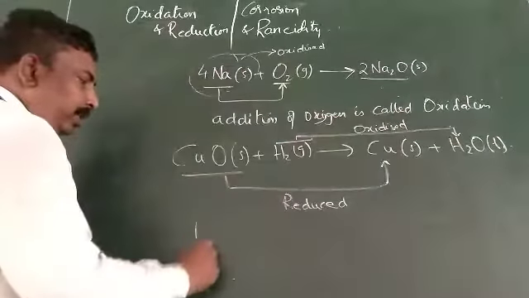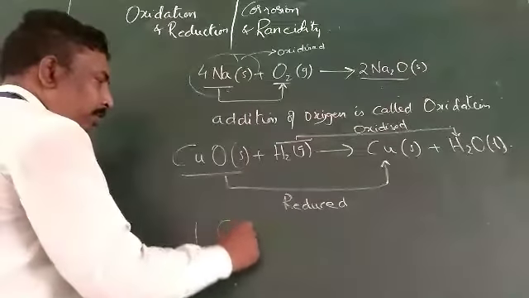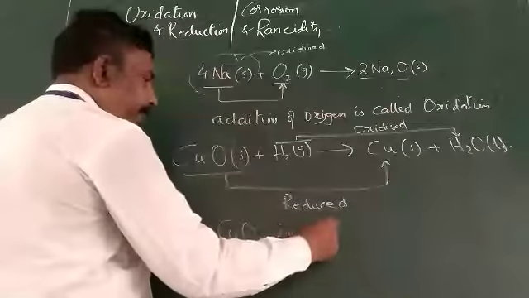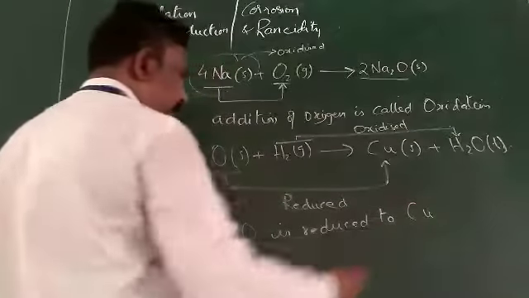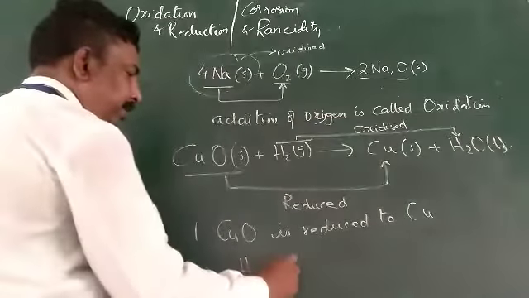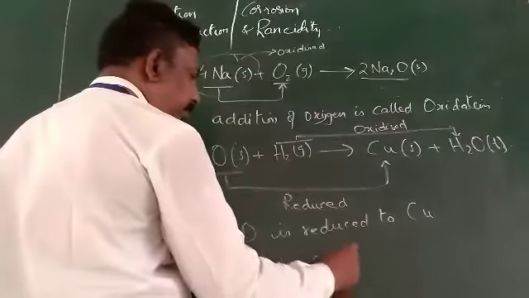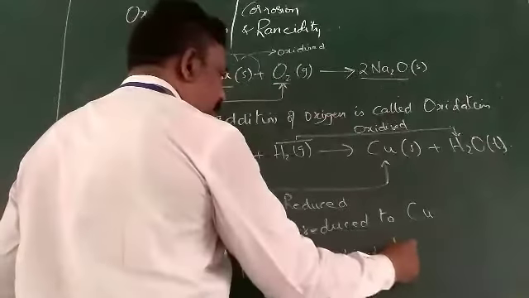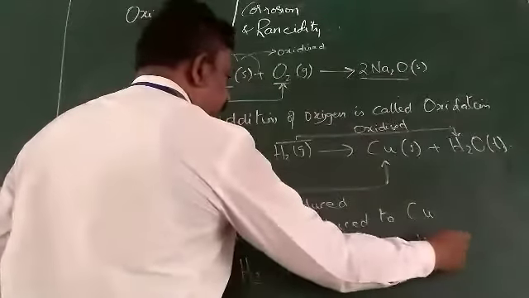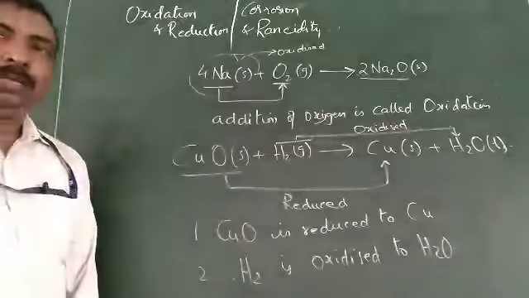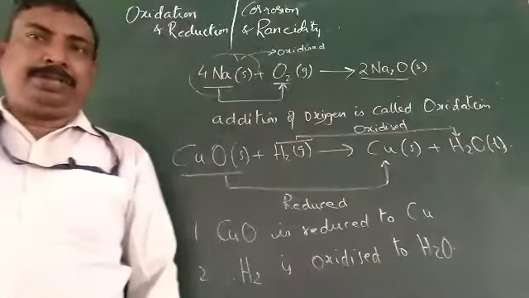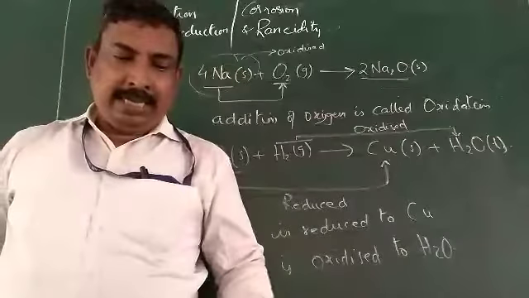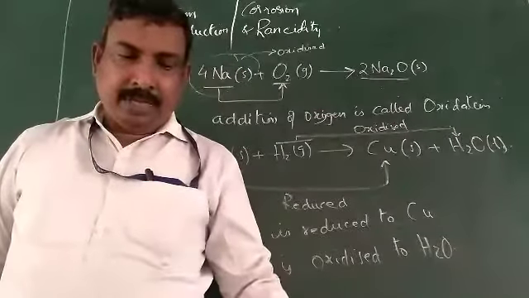So what are the 2 points you have to write? Copper oxide is reduced to copper. Hydrogen is oxidized to water. This is the in-text question. Only one in-text question is there related to this topic. Now let us see the exercise questions.